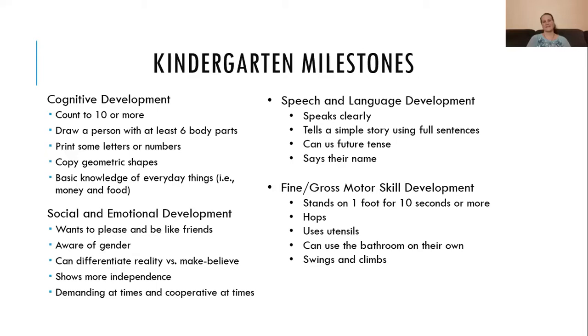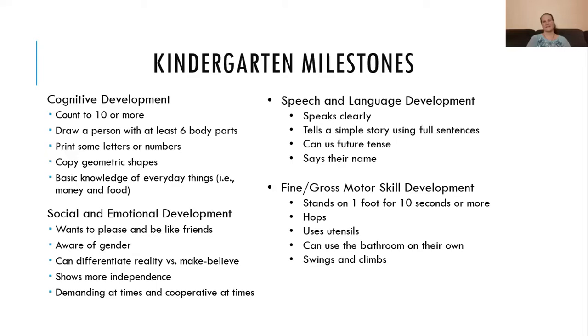In terms of social and emotional development, kindergartners typically want to please others and want to make friends. They are aware of gender, so they're aware that they are male or female, and they can differentiate reality, and they start to show more independence when they hit kindergarten. And they can be demanding at times, so if they want something, they want it now, or they can also listen to everything you ask them to do. So it kind of ebbs and flows.